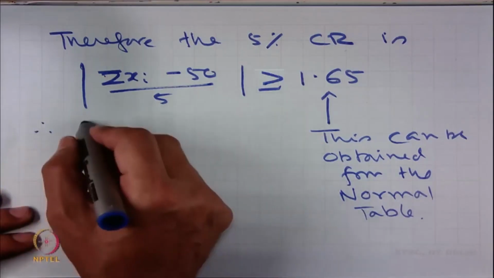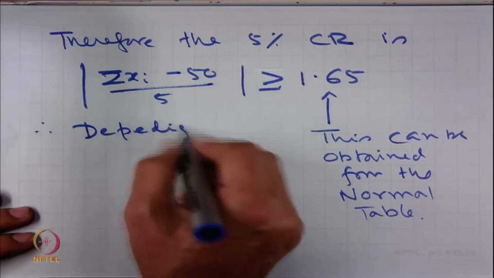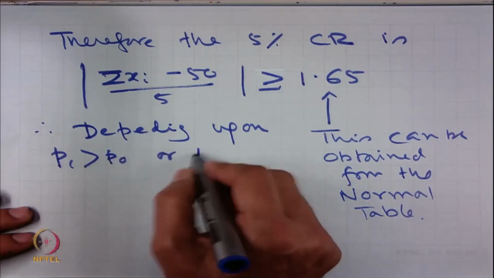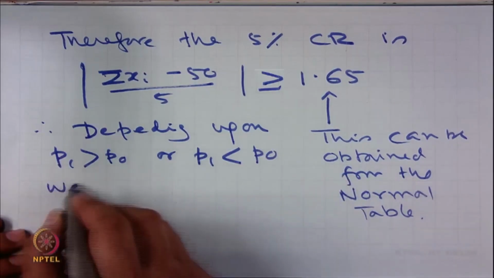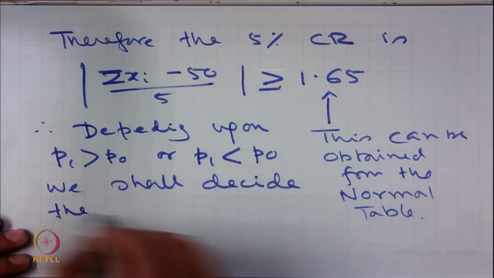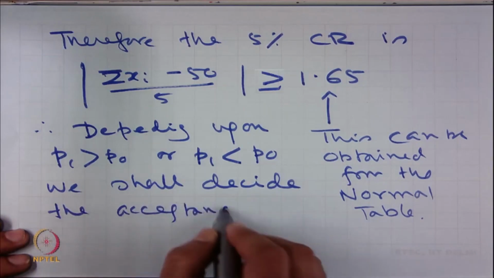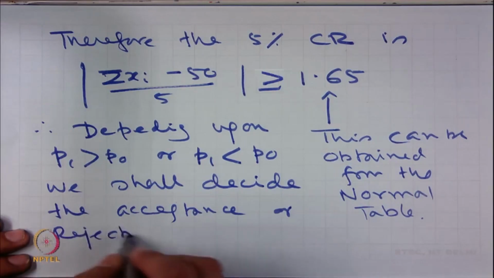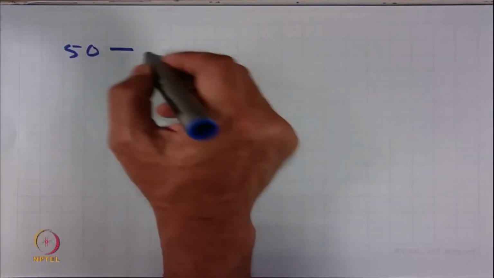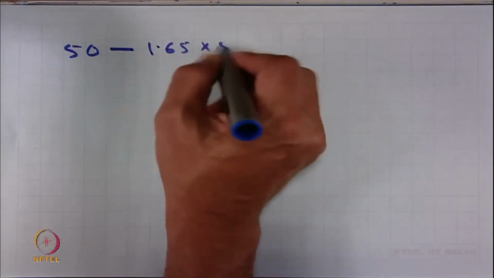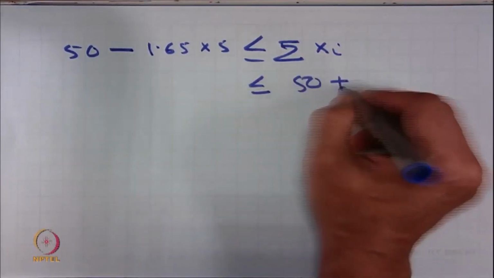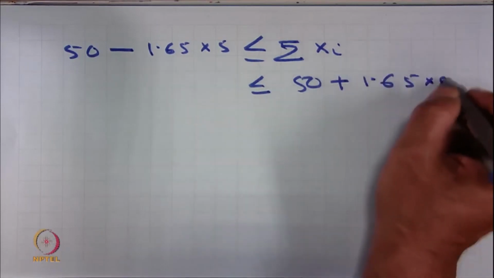Therefore, depending upon P1 is greater than P0 or P1 is less than P0, we shall decide the acceptance or rejection of H naught if 50 minus 1.65 into 5 is less than equal to sigma xi is less than equal to 50 plus 1.65 into 5.